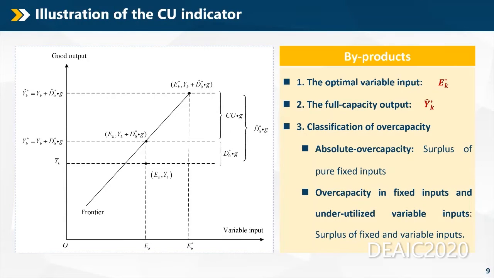If there is a situation where the optimal variable input is less than the actual input and the CU indicator is larger than 0, we can say that this DMU has overcapacity in fixed inputs and underutilized variable inputs.